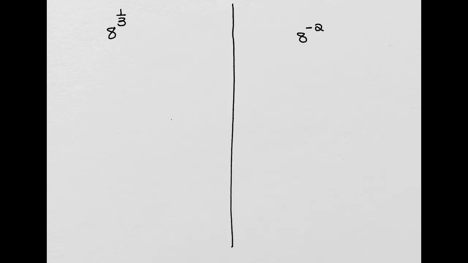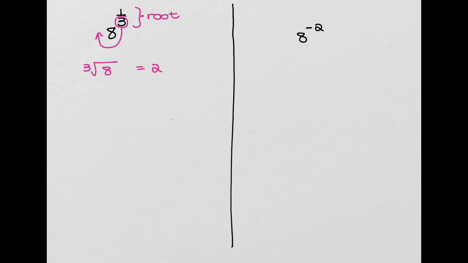So on the screen, I've got two versions of a question. I've got a fractional indice and I've got a negative indice. When you've got a fractional indice, the denominator goes to the front and becomes the root. So a fractional indice actually means that you're dealing with a root. And so what this question is specifically saying to me is I want the cube root of 8. And the cube root of 8 is 2.